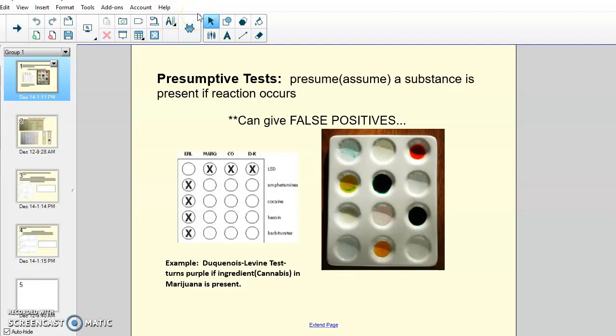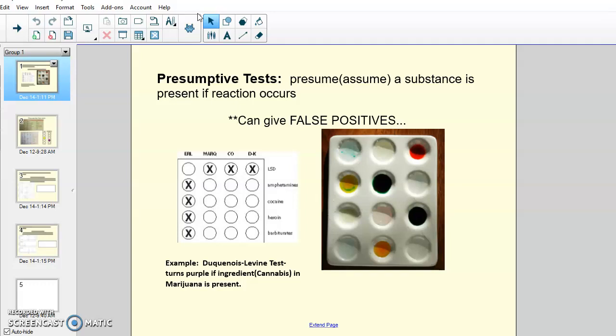Presumptive tests are tests that assume or presume a substance is present if a reaction occurs. These are the tests that they're going to do out in the field. A lot of police officers and crime scene investigators have small drug testing kits in their cars, and all they have to do is take a couple of drops of a specific substance onto a drug in question, and if a reaction occurs, they're going to assume that that drug is present.